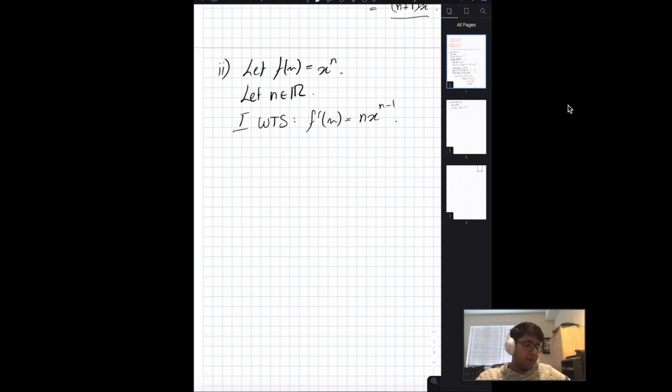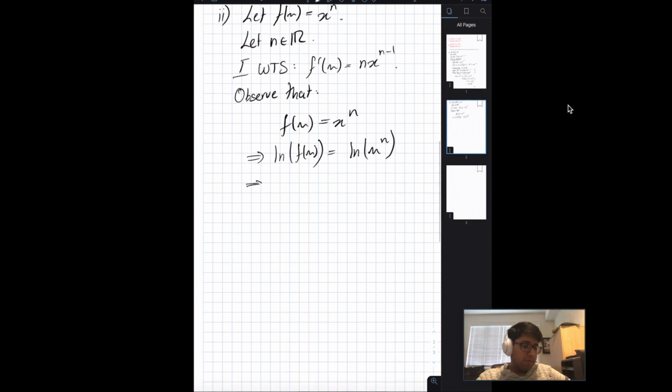Now what I'm going to do over here is use a little bit of a trick. So observe that if f of x is equal to x to the power of n, then ln of f of x, I'm just going to take the ln of both sides, must be equal to ln of x to the power of n. And of course this implies that ln of f of x is equal to n times ln x. This is just one of the laws of logarithms. I can bring this power down in the front.